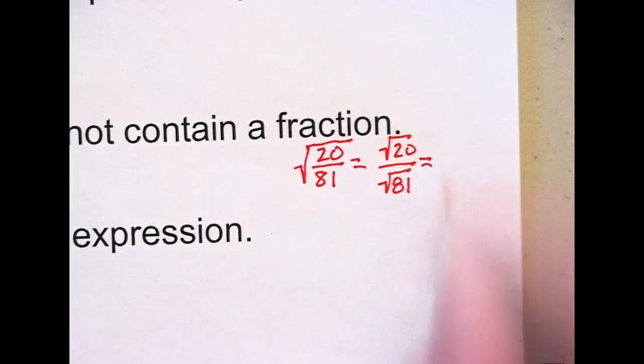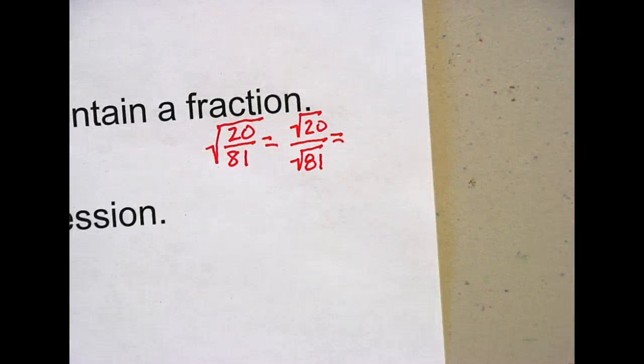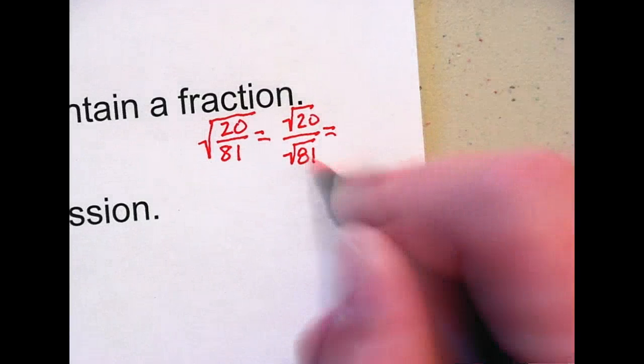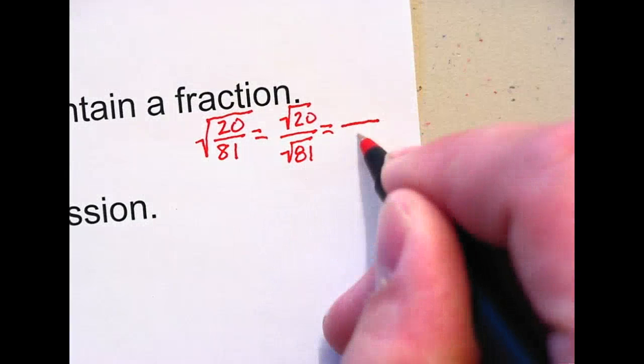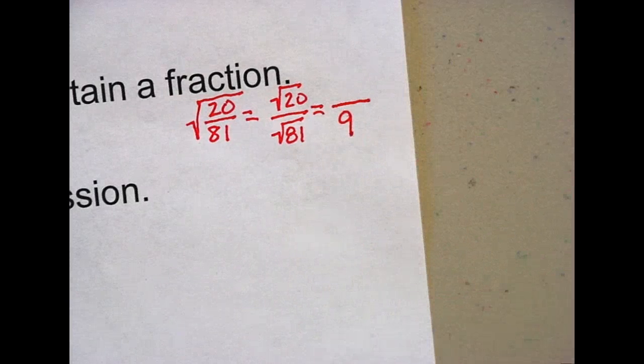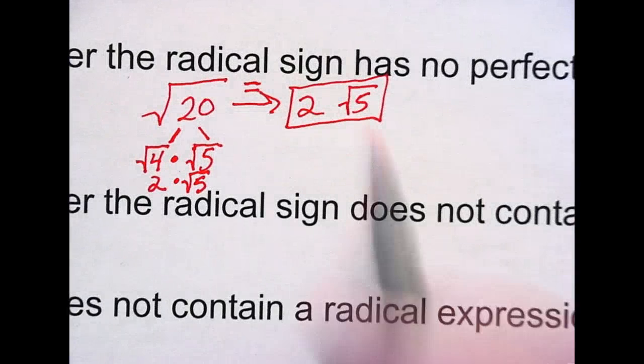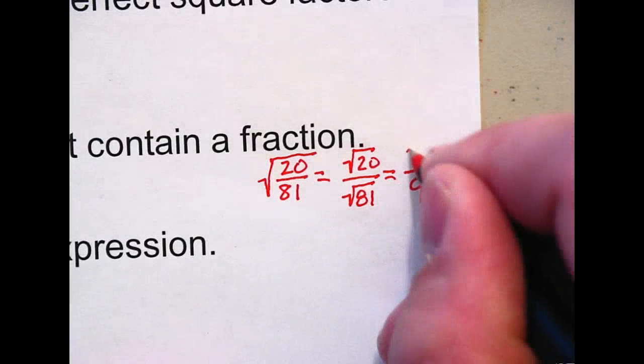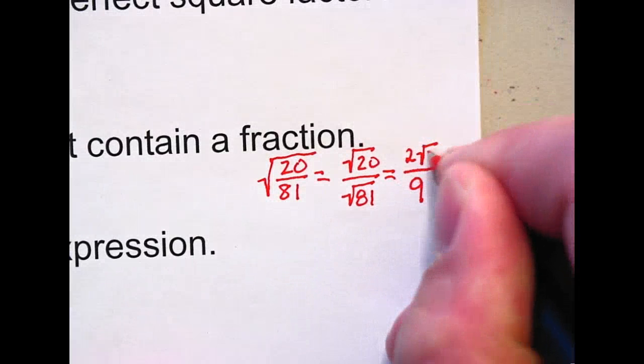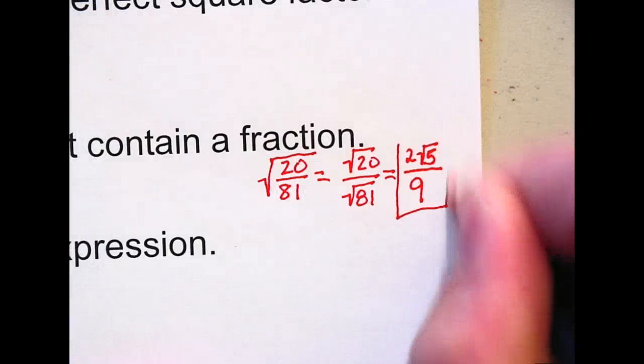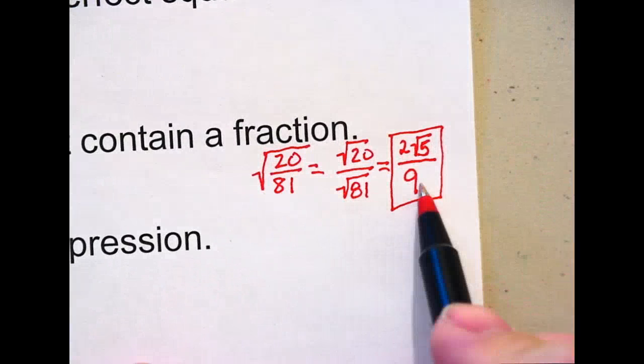Are either of those perfect? Yeah. What's the square root of 81? That's 9. What's the square root of 20 simplified? Square root of 20 simplified is 2 root 5. Okay, so that would become that.